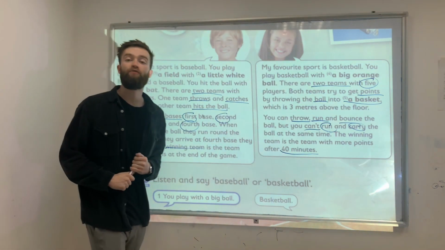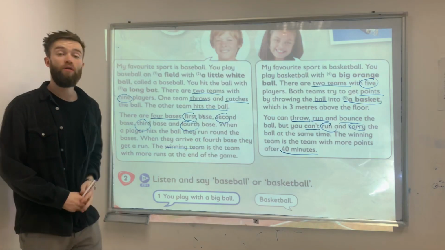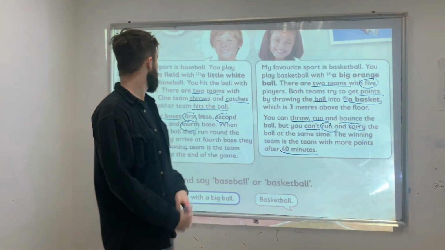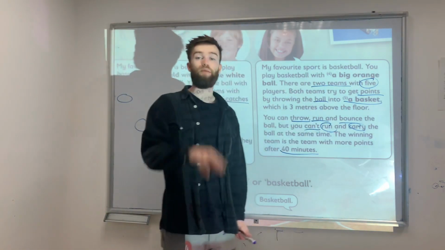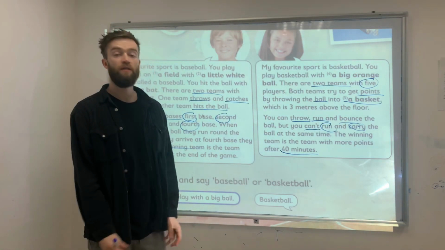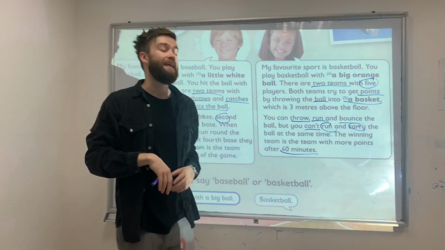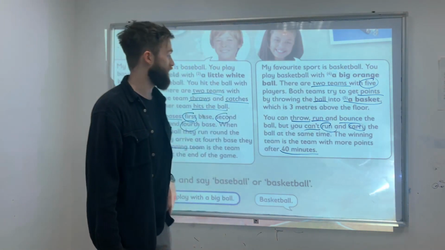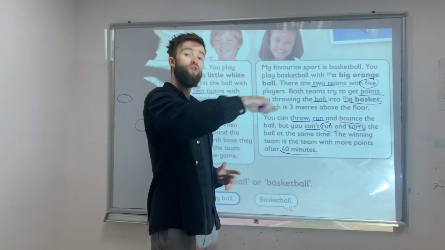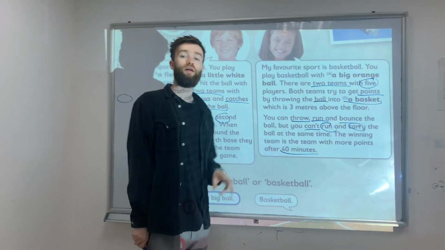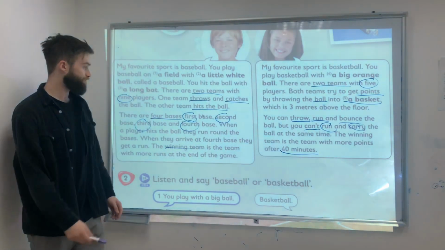Let's have a quick review of baseball and basketball. So, in baseball, there are 2 teams with 9 players. In basketball, there are 2 teams with 5 players. In basketball, teams get points by throwing the ball into a basket, okay? In baseball, one team throws and catches the ball. The other team hits the ball with a bat, okay?